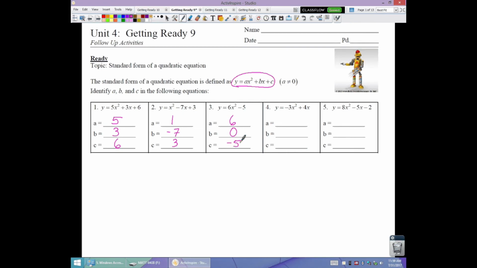Number 4, coefficient of x squared, -3. Coefficient of x, 4, but there is no constant, so my c value is 0. And number 5, back to one that looks nice and neat with a, b, and c all evident and in order. So a is 8, b is -5, c is -2.